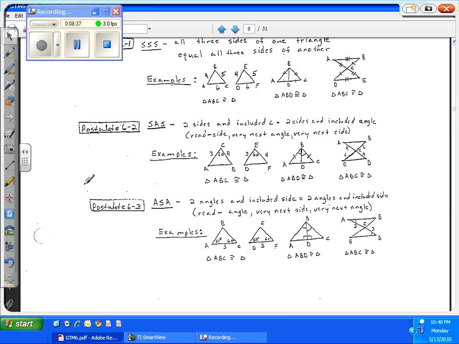Two sides. We got this side equal this side equal that side, and so we have two sides of one triangle equal two sides of another. Two sides and what? The included angle. The angle that is included between those two equal sides.